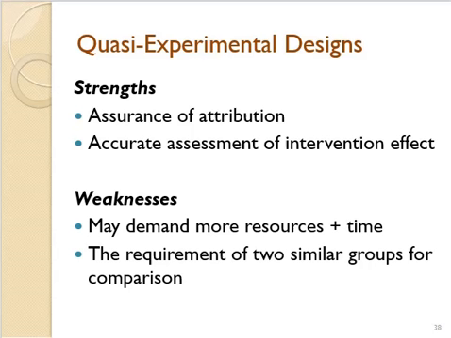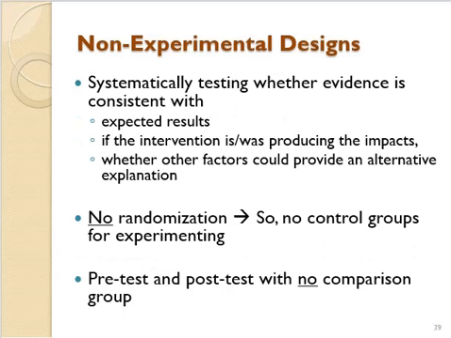Okay. The strengths and weaknesses of quasi-experimental designs: of course, a quasi-experimental design can assure you some level of attribution, that indeed your project is responsible for the results that are being realized. There is some kind of accuracy in the assessment of effects, because at least you know the characteristics of both groups. But the weakness is that it may demand more resources and time to establish those groups and implement it. It also requires two similar groups for comparison, and yet it might be difficult to find a comparison group that would be similar to the treatment group.